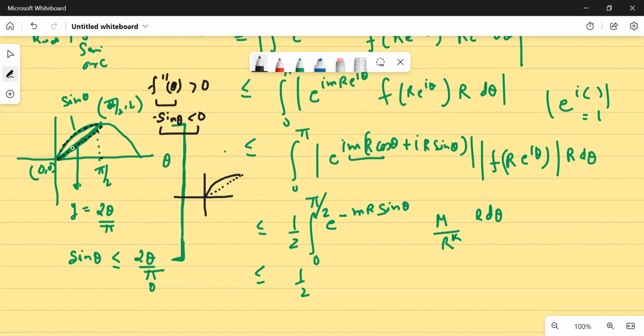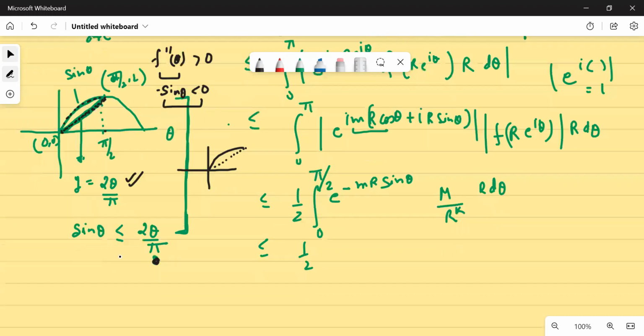So let us join a line from 0 to pi by 2. At pi by 2, the value would be equal to pi by 2 comma 1 only, right? So the coordinates will be pi by 2 comma 1. So this line will be from 0 comma 0 to pi by 2 comma 1. You just find this will come out as this line. This line will lie below sine theta. So I will write sine theta is less than equal to 2 theta upon pi. Is that clear?